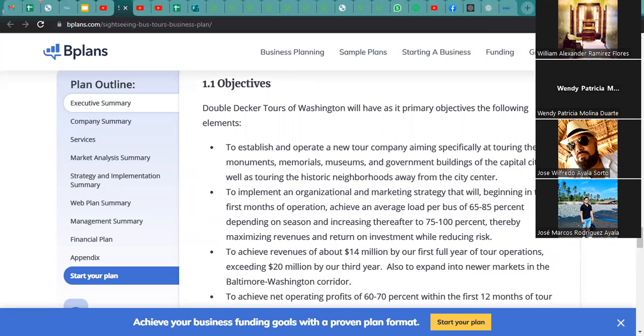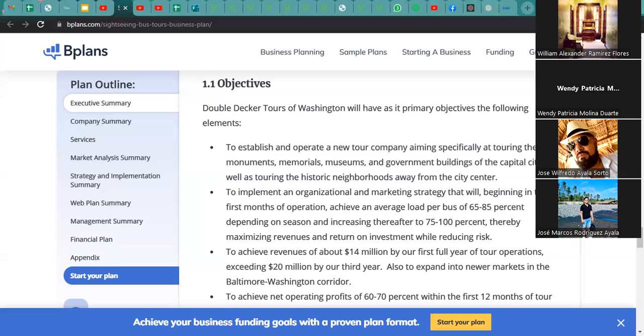Double-decker tour Washington will have as its primary objective the following elements. To establish and operate a new tour company aiming specifically at touring the monuments, memorials, museums, and government buildings of the capital city as well as touring the historic neighborhoods away from the city center. To implement an organizational and marketing strategy that will begin in the first months of operation.